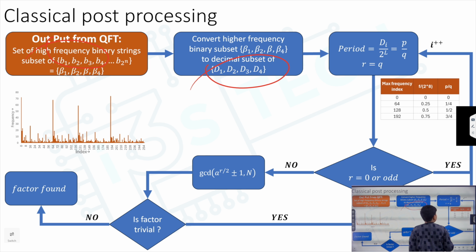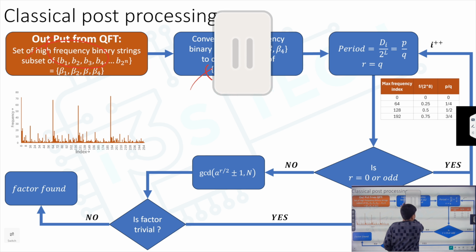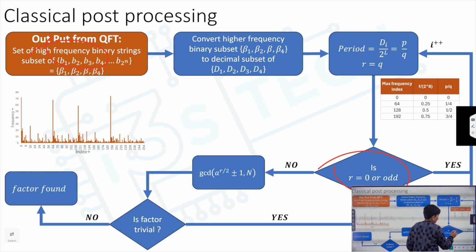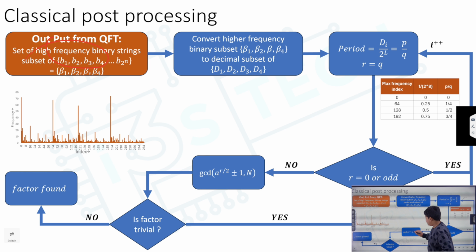That's the first step. Next, we find something called the period. The period is the spike divided by 2L, and that's in fractional form. We simplify it and take the denominator. That's what we call r. If it's 0 or it's odd, then we go back, find a new period, find a new r. If it isn't, then we find the greatest common divisor of a to the power of r/2 plus or minus 1, and n. One time we do plus, the other time we do minus. So we have 2 numbers, and those 2 numbers are the factors.